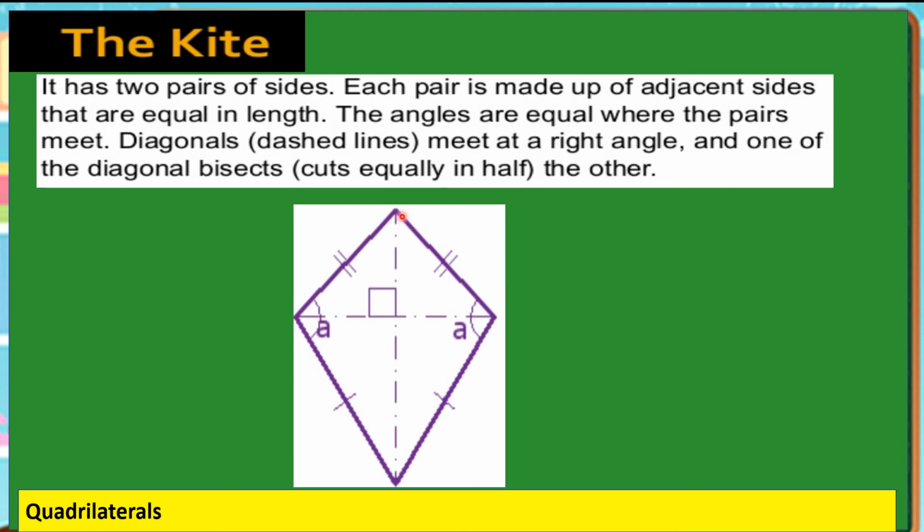And the diagonals form perpendicular lines where the result is a right angle, and one of the diagonals bisects the other. So meaning this longest diagonal bisects the small diagonal into two congruent lengths.